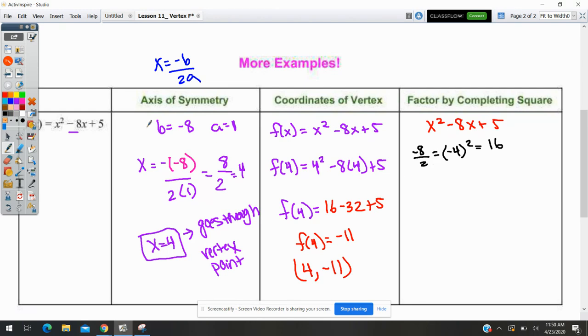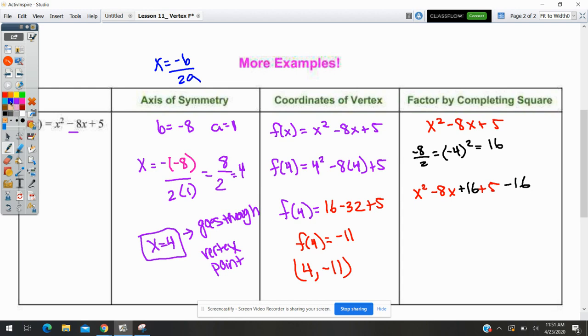So we're going to write this out. We have our original x squared minus 8x. Now we're going to add our 16, our new c, so we complete the square. Then we have our old c value, the plus 5. And we're going to subtract the 16.